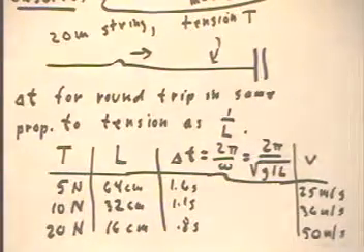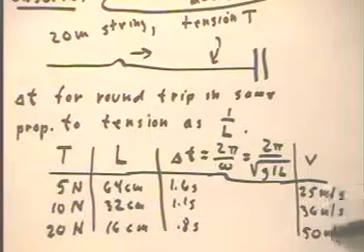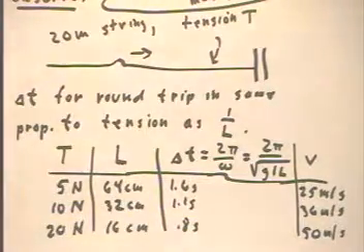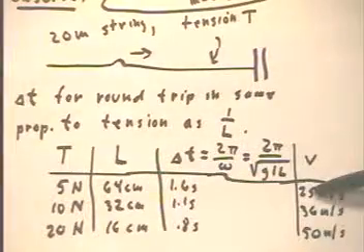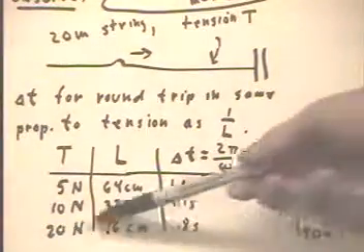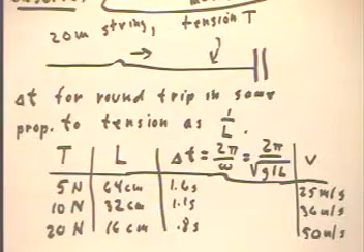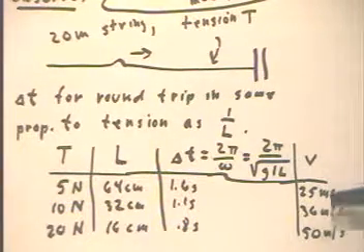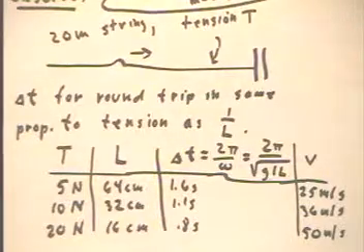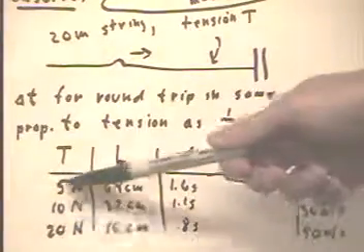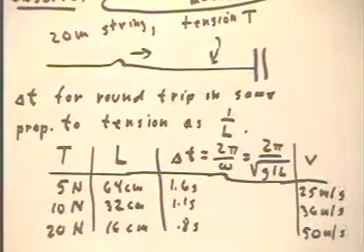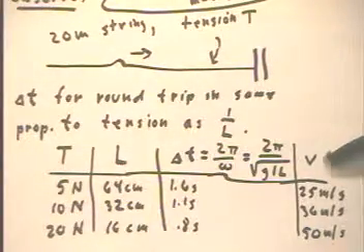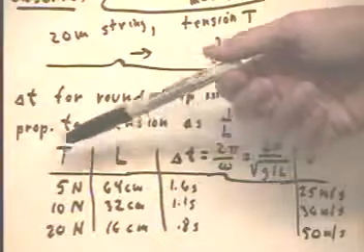Now, from these delta T's and from the 20-meter length of the string, we determine what the velocities are. We see that the velocity under a 5 newton tension is 25 meters per second. Under 10 it's 36, under 20 it's 50 meters per second. We note that the velocity appears to double between here and here. As we quadruple the tension, we double the velocity. We like to refer to quadrupling as fourpling. So if we fourple the tension, we double the velocity. This is an indication that the velocity is possibly proportional to the square root of the tension.